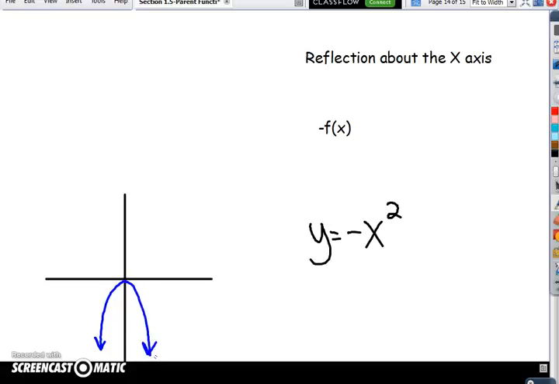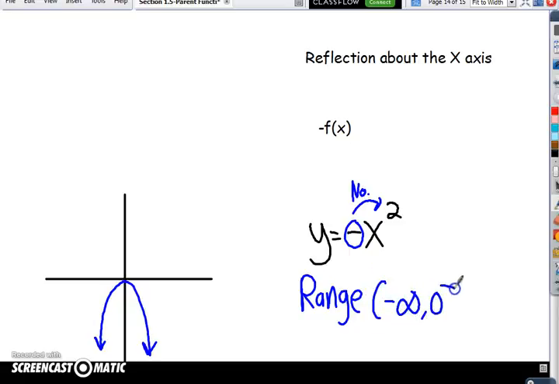You're right. But this negative out here is not affected by that exponent. So, we don't have to worry about that. Now, what does this do to my domain? Nothing. What does this do to my range? Well, guess what happens now? Because I flip it around, I get to flip this thing around. So I go from negative infinity all the way up to 0.